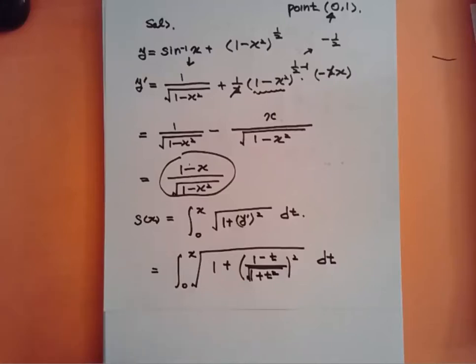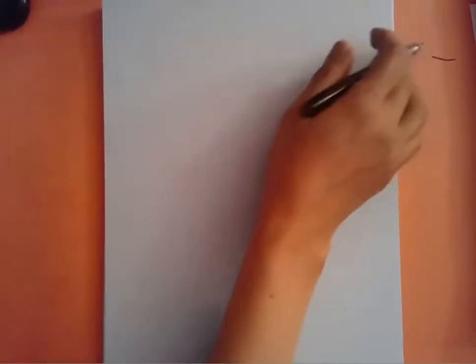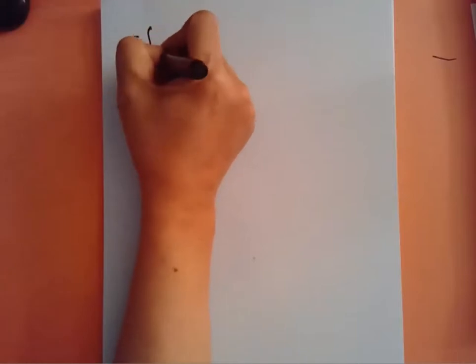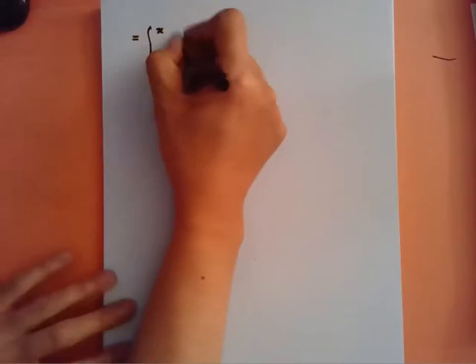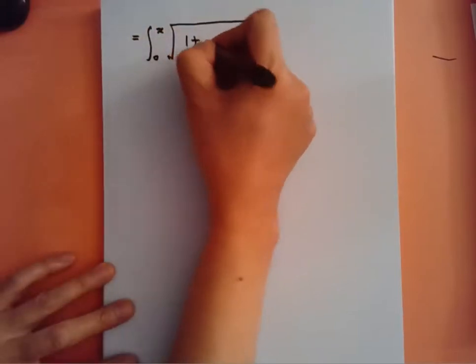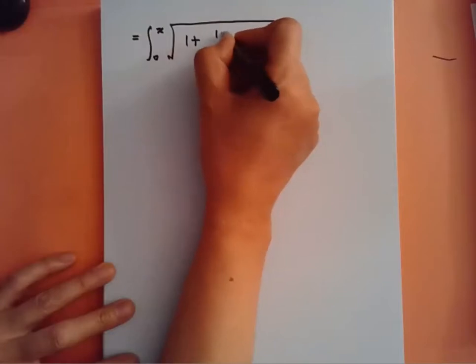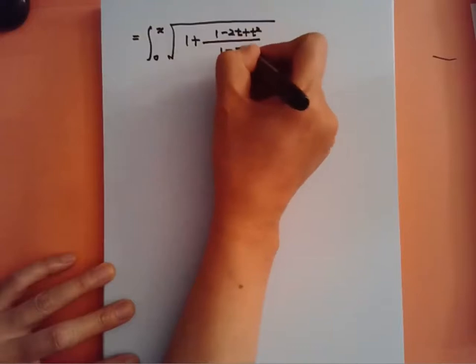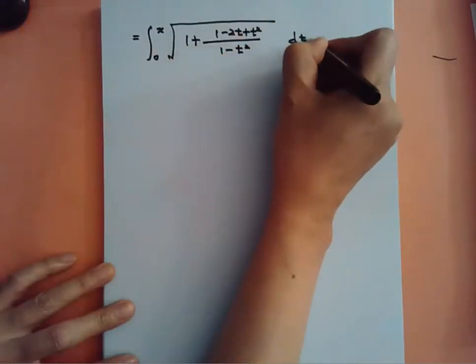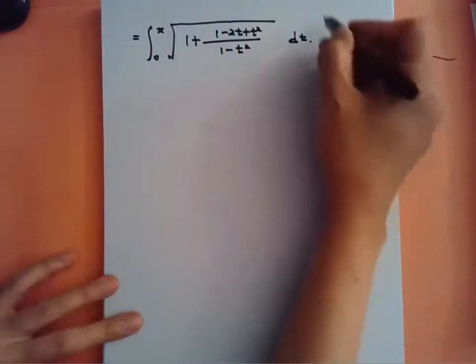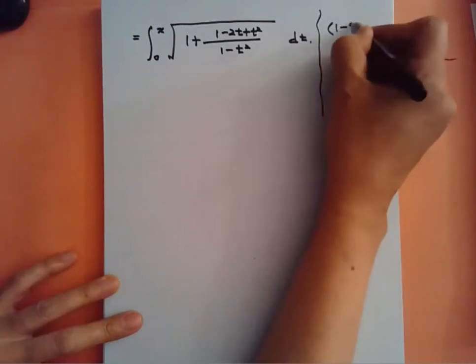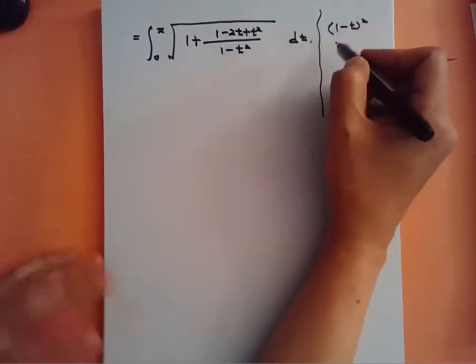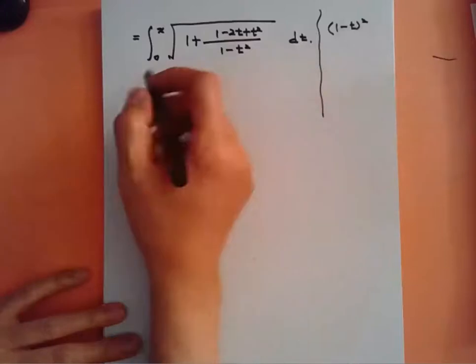So we square the numerator and the denominator. Okay, so it goes like integration 0 to x, square root of 1 plus (1 minus 2t plus t squared) over (1 minus t squared) dt. So of course, you know how to expand 1 minus t squared. You can do FOIL or you can use the formula, right?